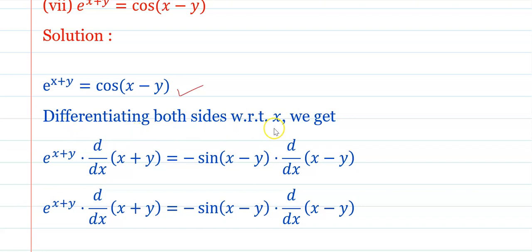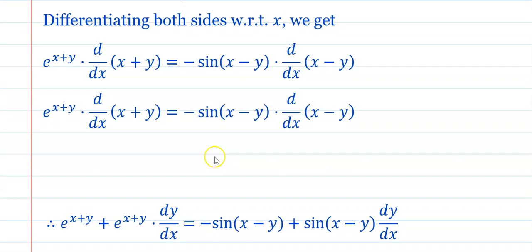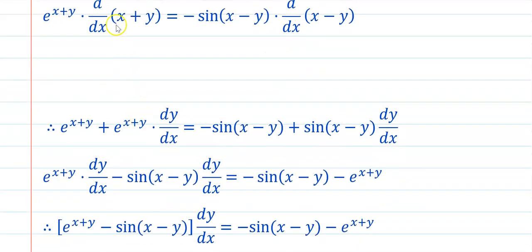Differentiating both sides with respect to x, we get the derivative of e raised to x plus y is e raised to x plus y into d/dx of x plus y, and that's equal to the derivative of cos of x minus y, which is minus sin of x minus y into d/dx of x minus y. Okay. Now the derivative of x plus y. What is the derivative of x? The derivative of x is 1.